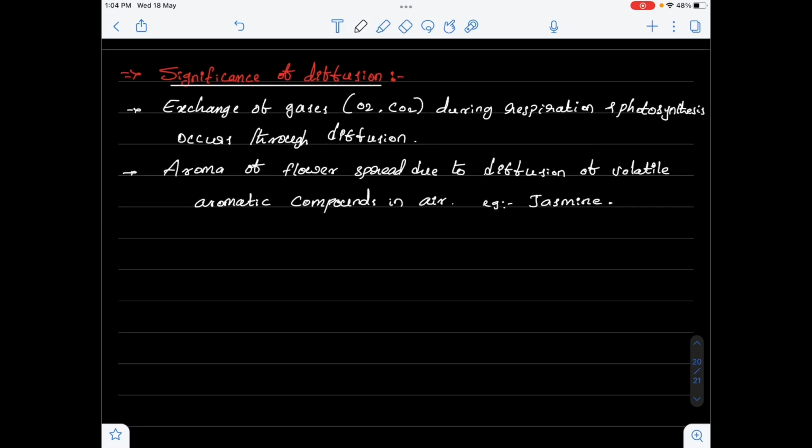And this diffusion process also occurs in non-living things. For example, if you open a scent bottle in a closed room, after some time the smell spreads throughout the closed room. This is because the substances are moving from the region of their higher concentration to lower concentration by the diffusion process. Now, let us discuss another type of passive transport, that is osmosis.